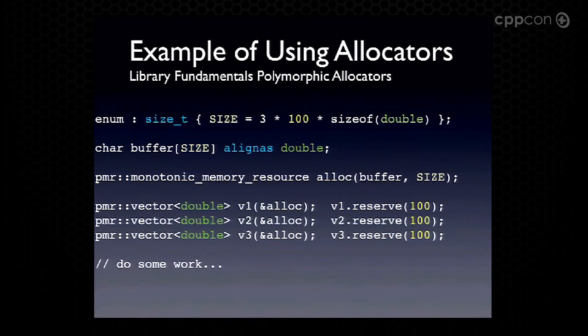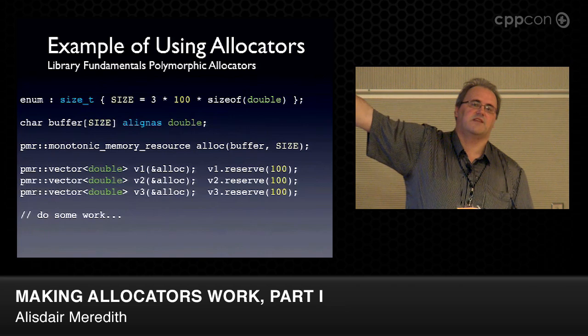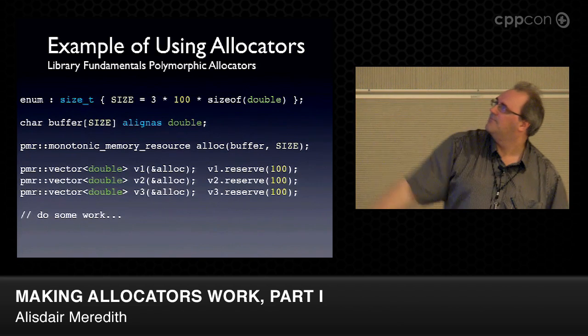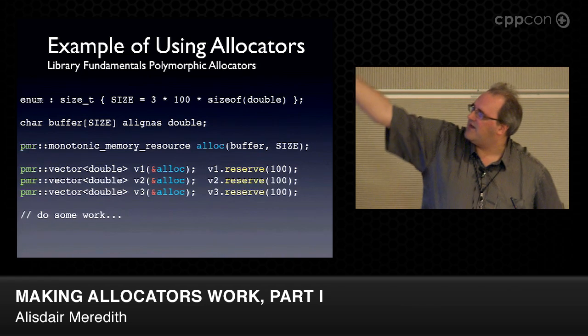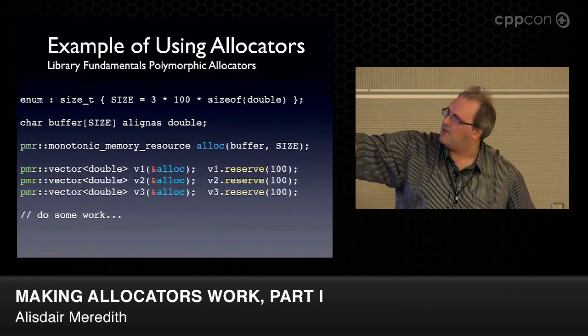So the enum size t is basically just showing off some CppCon2014 syntax in case people haven't seen that. The other thing I'm doing with CppCon2014 is because I'm going to be storing doubles in my vectors, I want to make sure that the character buffer itself is aligned as a double. So that will be aligned as a double on the stack.